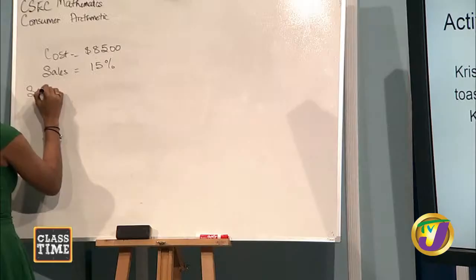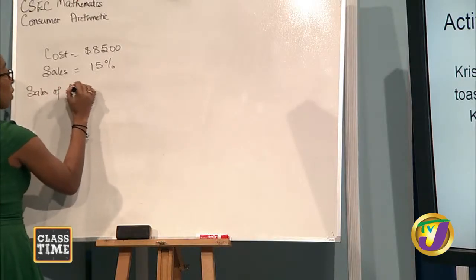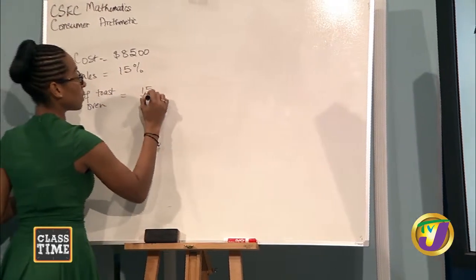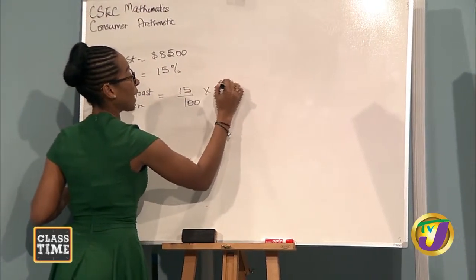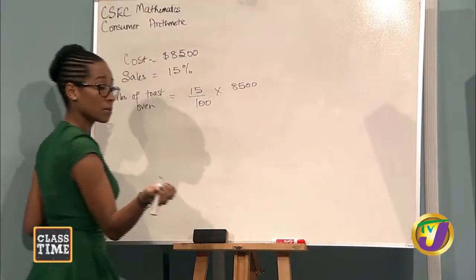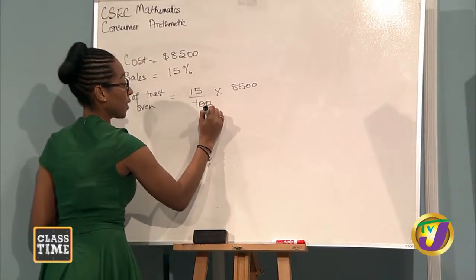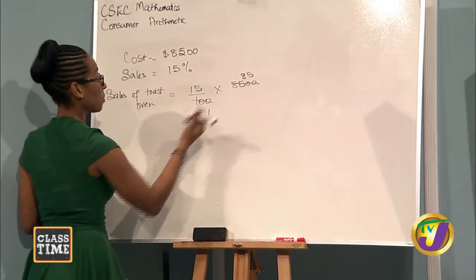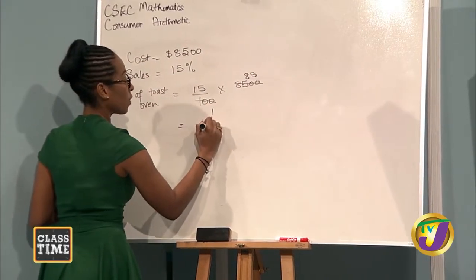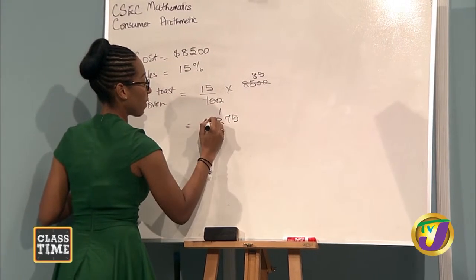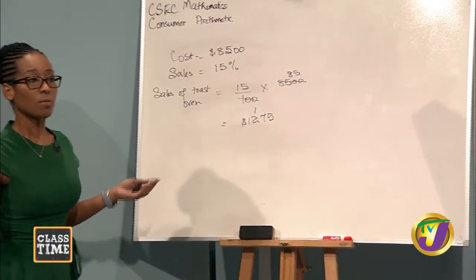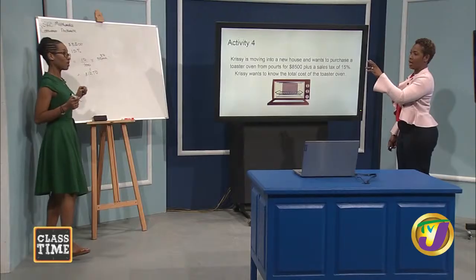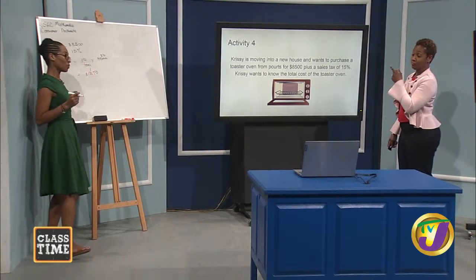So the sales tax of the toaster oven gives us 15% of our $8,500. Correct. Now, when I'm simplifying here, the 100 goes with my 85, and when I'm multiplying across, I get $1,275. So guess what? She can more than afford it. $1,275 is what Chrissy is going to pay for that toaster oven.